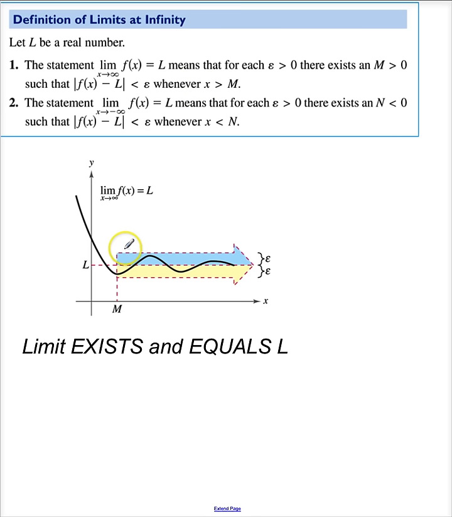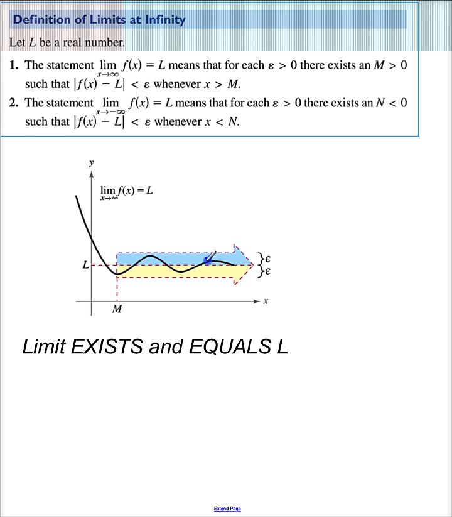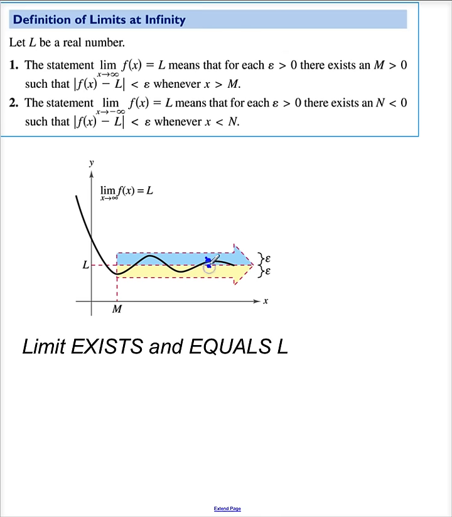Okay, let's just use some common sense. Basically, to say that L is the limit means if you get far enough out, for any epsilon you pick, you can find an M so that the functional value minus the limit value is less than epsilon. Another way to think of it is the limit does exist and the limit also equals L.